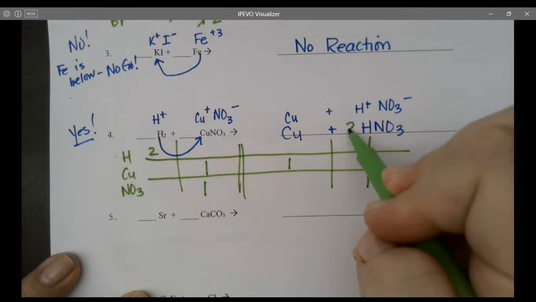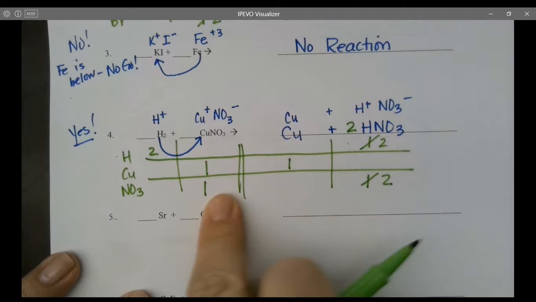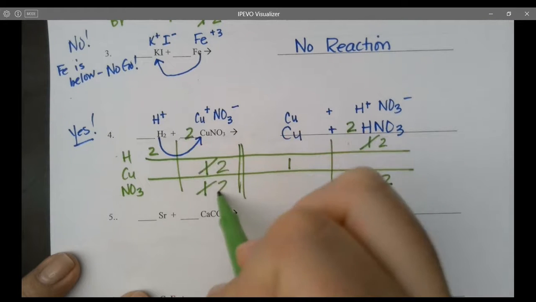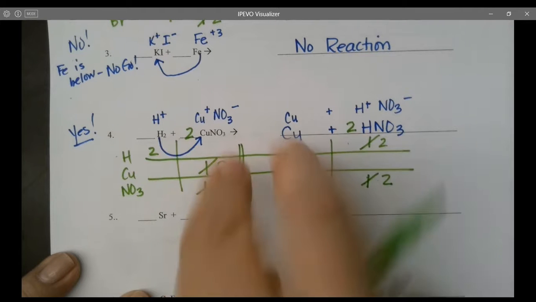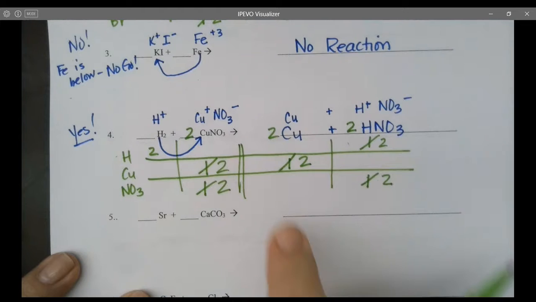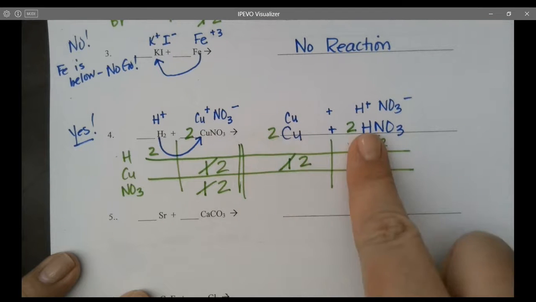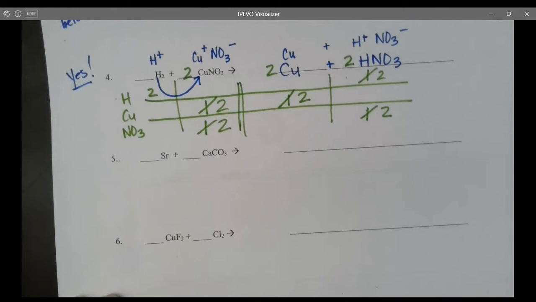Okay, so I'm going to use a 2 here, and I'll make this a 2 and this a 2. And that means I need a 2 over here for NO3. So I'll make this a 2 and this a 2. I'll say, okay, that's balanced, but this is not, so I'm going to need a 2 here to make this copper a 2. And then it's 1, 2, 2, 2. Okay, we've got 2 more to go.